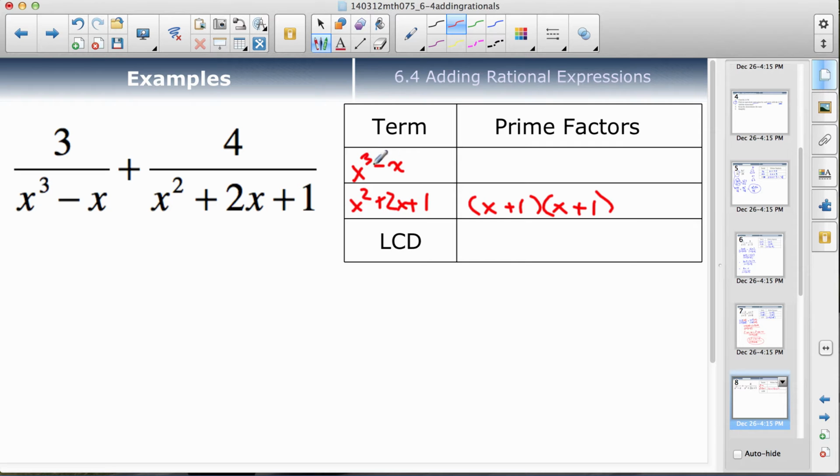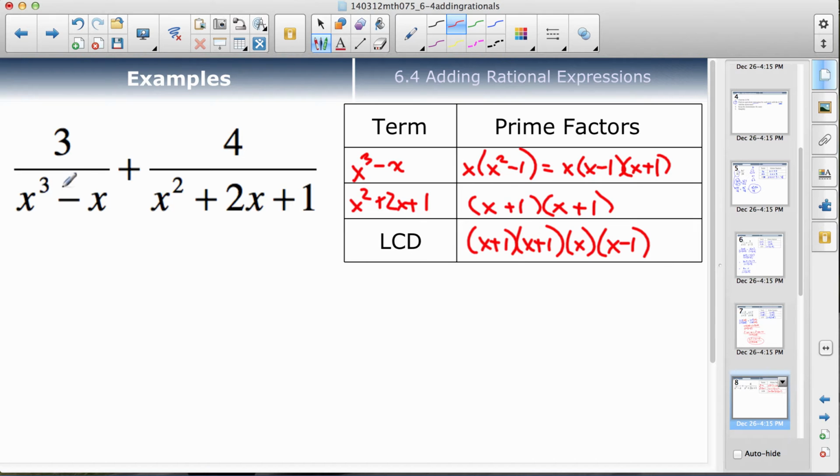Now this top one, x cubed minus x, I can factor an x out, and then I'm left with x squared minus 1. But then this x squared minus 1, that's a difference of squares. So I can change that to my two brackets, x minus 1, x plus 1. Okay, now let's see what my lowest common denominator will be. I have x plus 1 twice, so I need two of those, an x plus 1 and an x plus 1. Up here I need another x, because it's by itself. x minus 1, I don't have one of those yet, so I need an x minus 1. x plus 1, I already got it. So there's my lowest common denominator.